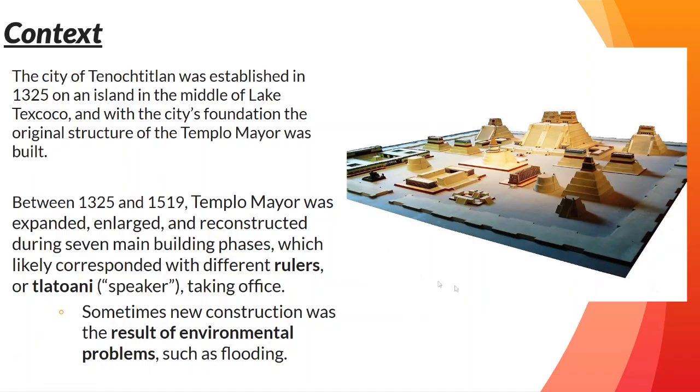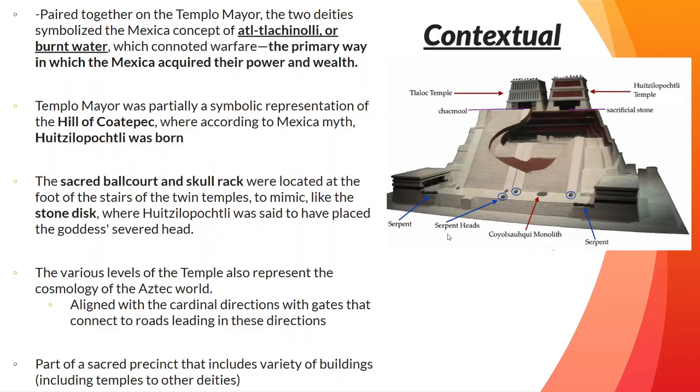Construction sometimes wasn't all just for funsies. Sometimes it was to handle things like, oops, the city flooded because we're on a lake. My bad. It rained too much. So it was both practical and aesthetic redoing. More contextual, we have kind of talking about the gods again, going into Tlaloc and Huitzilopochtli, connecting with the idea of war and life together, that duality. We have it representing the two different hills that are connected to the gods.